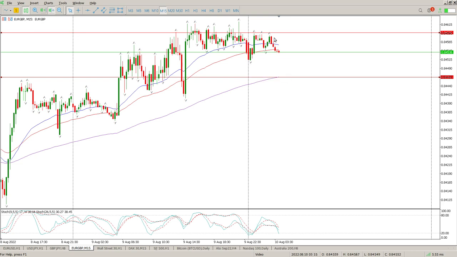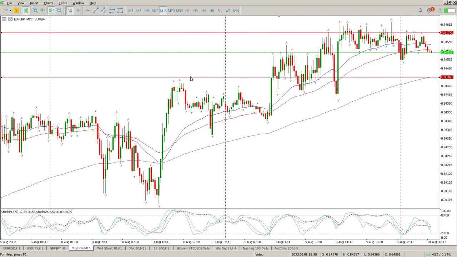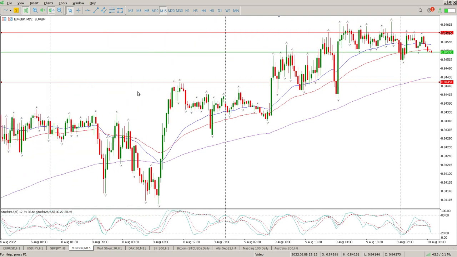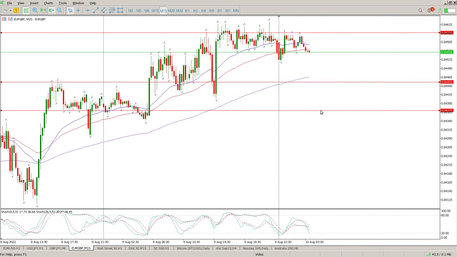So first 7 1-hour bars, that's your range. If you break to the downside, then I would expect you to more than likely first find some support here at 0.84451, and then ultimately something along the lines of that, find support a little bit lower down at 0.84370.